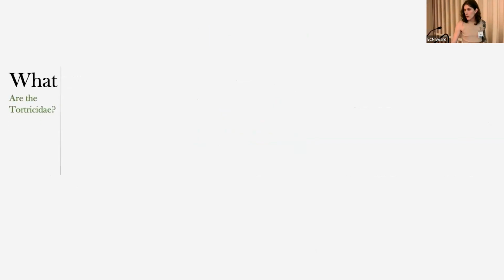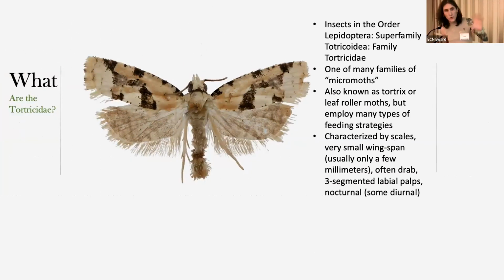Well, they are part of what is colloquially known as the micromoths, which is a huge group of moths. It's essentially the first basal half of all Lepidoptera. They're known as Tortrix moths, also known as leaf roller moths, but don't get confused. They actually employ many different types of feeding strategies. Some of them burrow in between the layers of leaves. Some of them burrow in the stems, some roots, some buds.